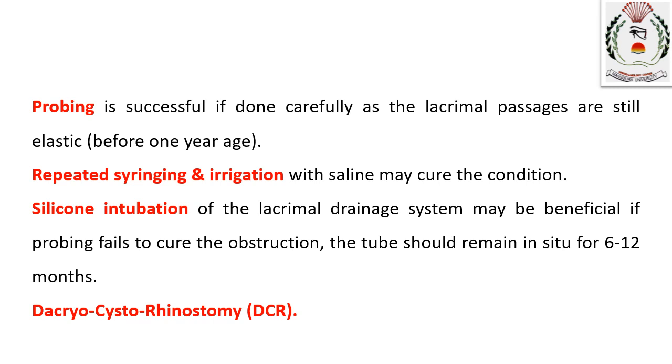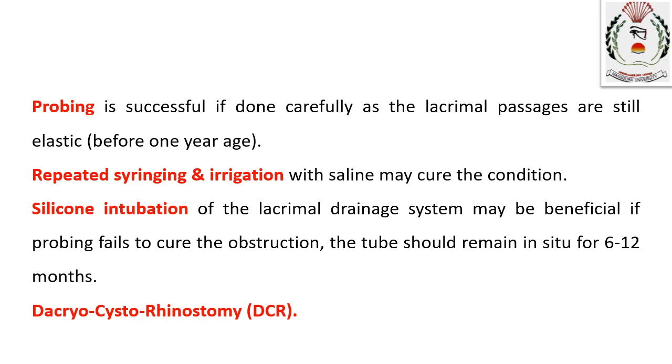Second, if conservative treatment fails and the child still has the same problem, we may need to do probing. Probing is successful if done carefully, as the lacrimal passages are still elastic. We do probing of the lacrimal passage with a special probe before 1 year of age. Repeated syringing and irrigation with saline may cure the condition and overcome the obstruction of the nasolacrimal duct.